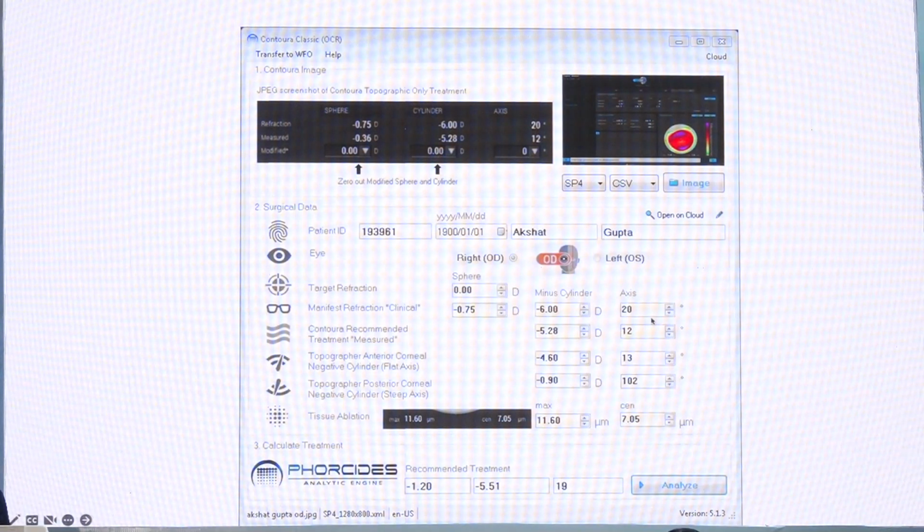plan. As you can see, the manifest is at 20 degrees. The Contoura recommended from topography is 12. The Pentacam is giving anterior at 13 degrees, and the posterior cornea is at 102. So they all match up. And then this is the final treatment plan.